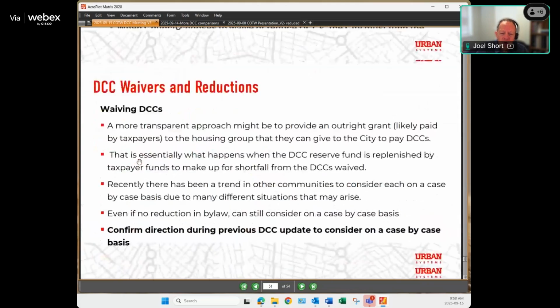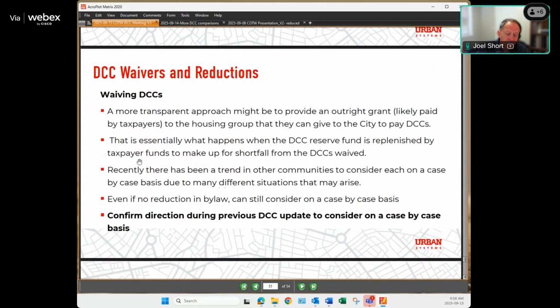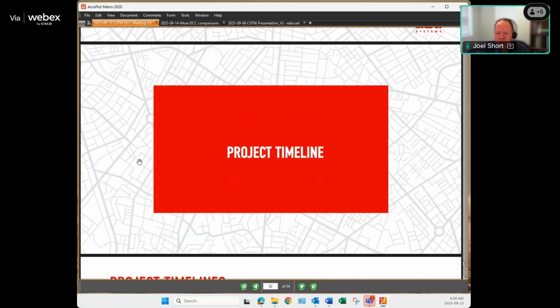So one of the things that we've talked about with other communities, and when we did our last update, you did give us direction that you consider exemptions on a case-by-case basis. And indeed, a more transparent approach is sometimes, if you want to provide an exemption, rather than doing a DCC exemption, just provide a grant to that organization, because you're doing the exact same thing. You've got to take money and put it in your DCC reserve fund to make up the exemption. You might as well just give them the money, and then they can pay the DCCs. So there's a bit of an overview there.